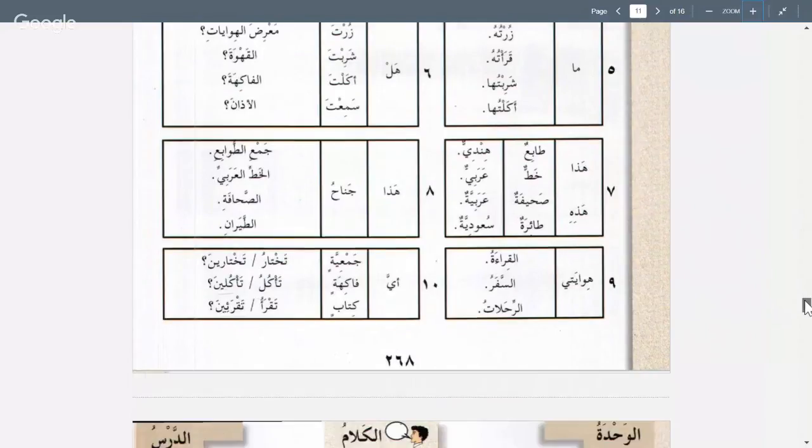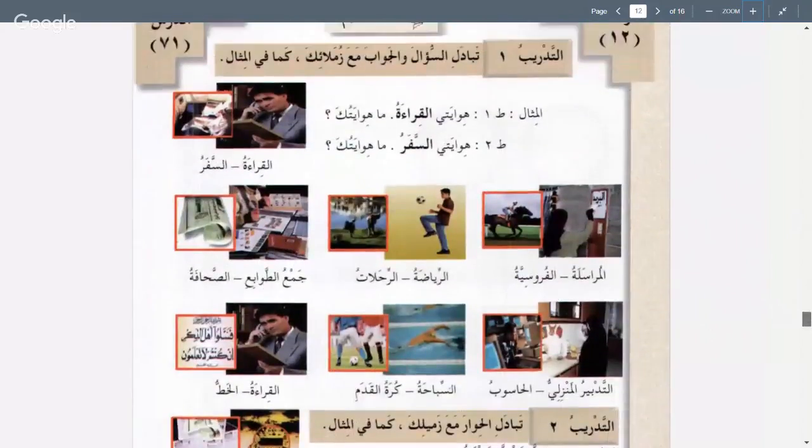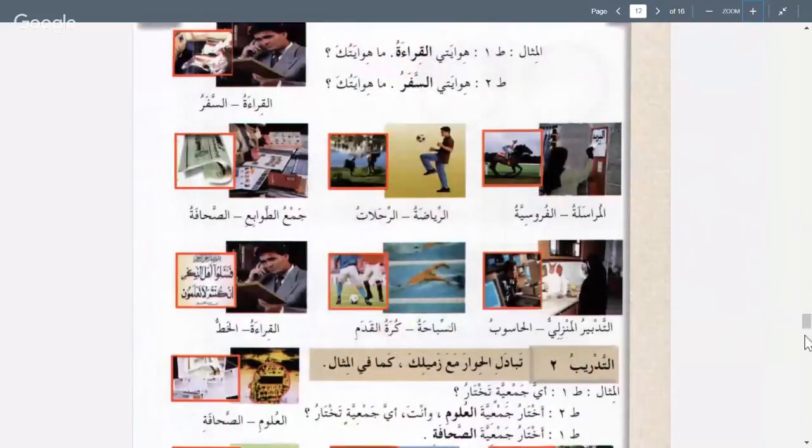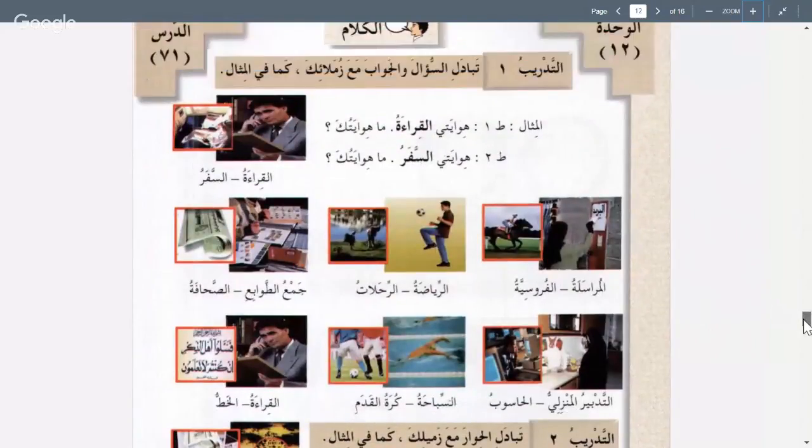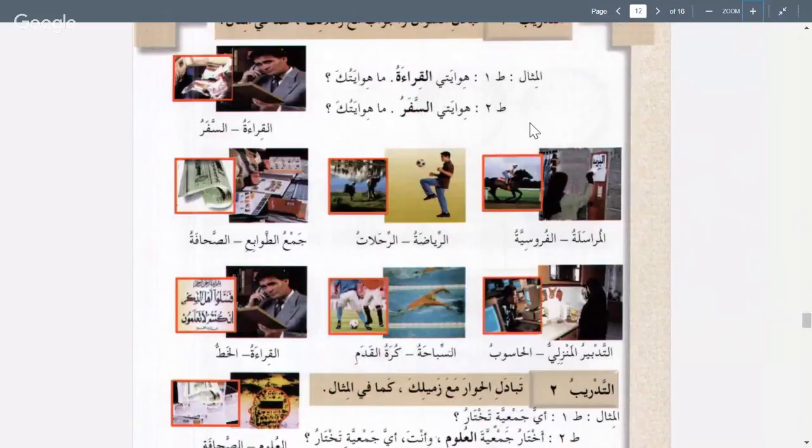Okay, I guess we could do one more page. Okay, so we've got student one and student two. Hiwayati al-kira'atu. Ma hiwayatuka? So my hobby is reading. What's your hobby? Hiwayati as-safar. Ma hiwayatuka? So you're just going to ask each other back and forth what your hobbies are. Okay. So Lena, you'll be student one, and Hanin, you'll be student two.